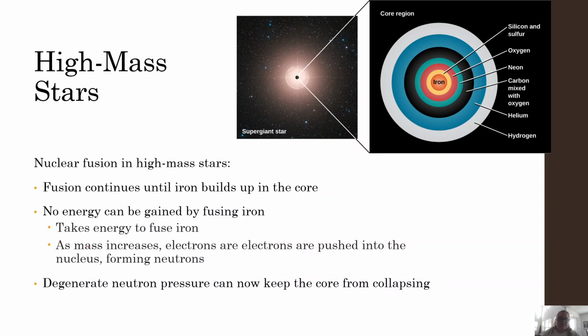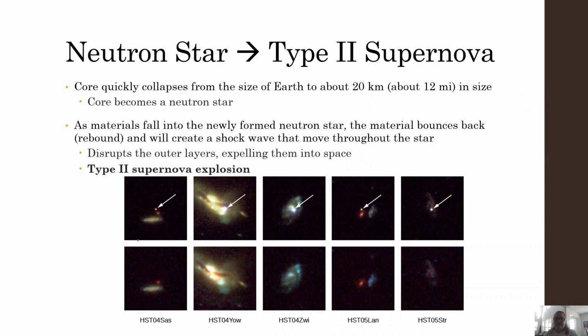so it just takes energy to fuse the iron. So as the mass increases, electrons are pushed into the nucleus and form neutrons. So this is where we now have degenerate neutron pressure instead of degenerate electron pressure in the star. So the degenerate neutron pressure keeps the core from collapsing. So comparing the two, we have the low mass stars that had the degenerate electrons. Now we have degenerate neutrons. And from this, we can get a neutron star.